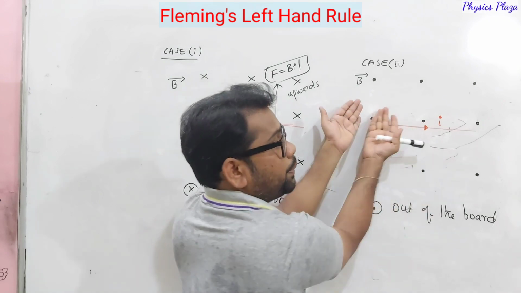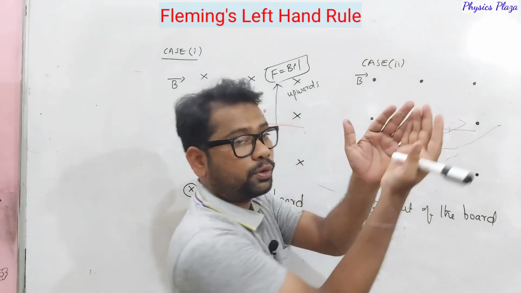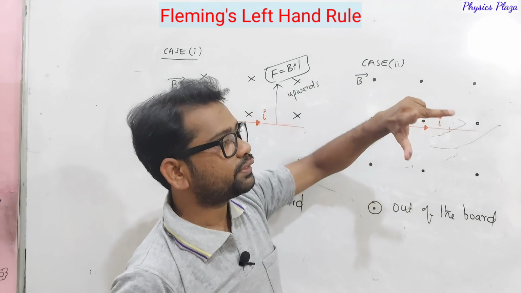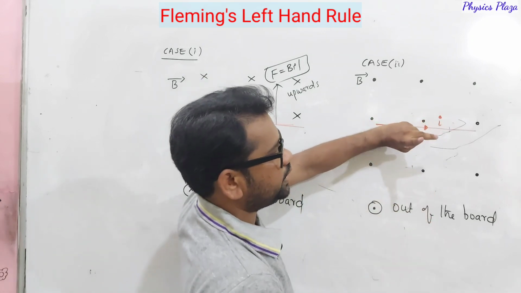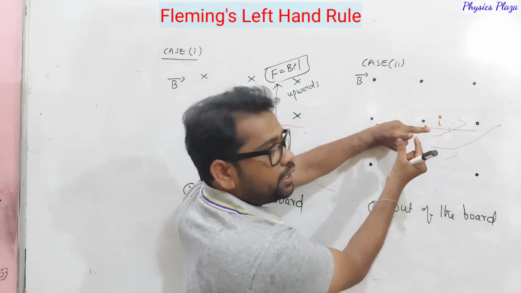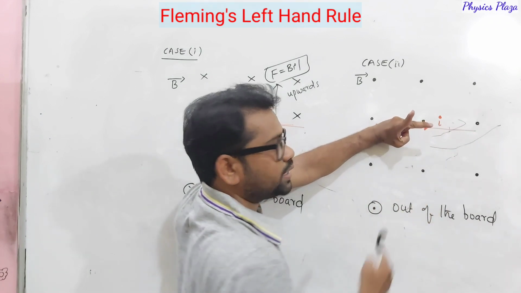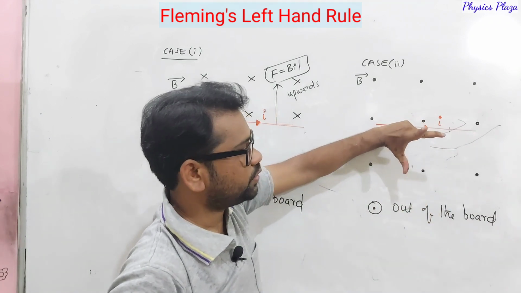But this time, the field is coming out of the board. Coming out of the board means like this. Try to understand. So look here. The field is towards you. Current is to the right side only. Now in this direction, look here.